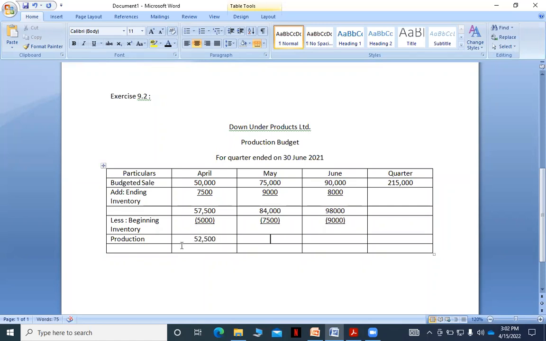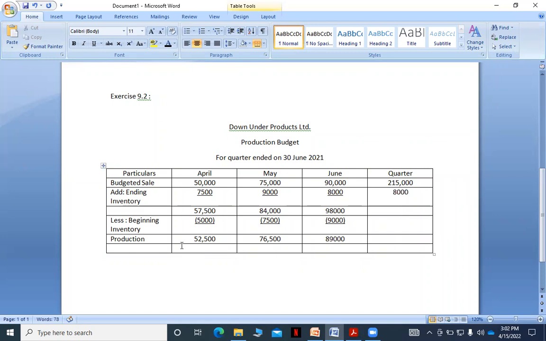The next one কত হয়? 76,500, right? জি স্যার. Okay. Yes, sir. Then here it is 89,000, right? 89,000. Now for the quarter, you know, ending will come from June. So that means it is 8,000.